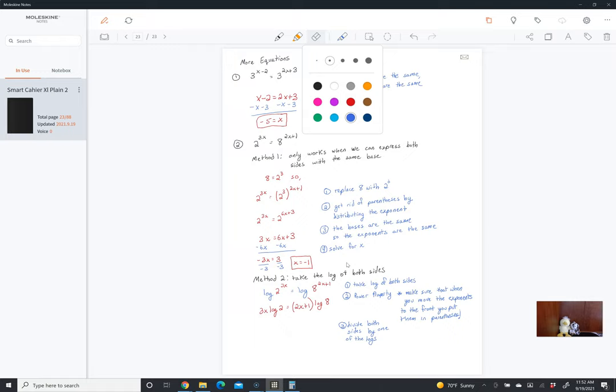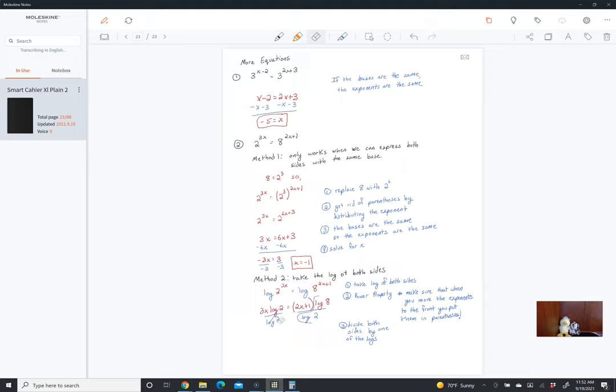I tend to prefer dividing by things that I know are going to be easy to multiply by. So I see a 1 here, so that's easy to multiply. So I'm going to divide both sides by log of 2. But you could divide both sides by log 8. It doesn't matter. I just wrote log 8, but I meant log 2. That means that will go away. And log 8 over log 2, when you put that into your calculator, you just get 3.